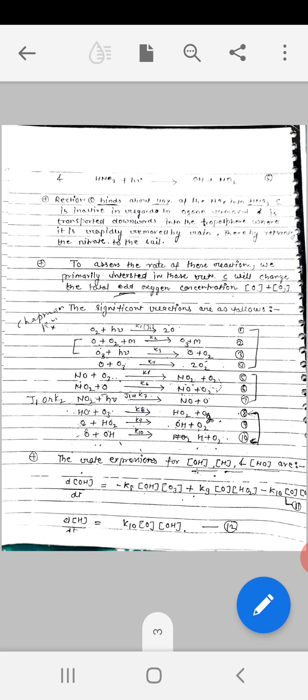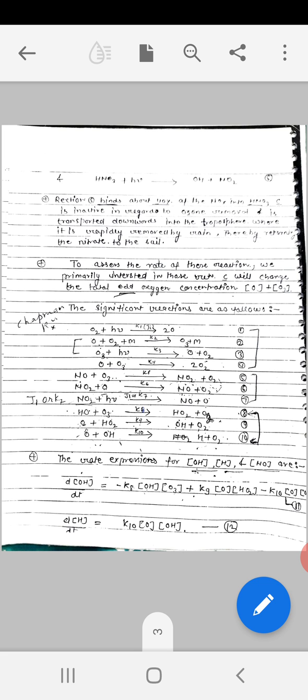Oxygen atom reacts with HO2, not water, HO2, with rate constant K9 to form OH plus O2. This is reaction number 9. Then oxygen reacts with OH with rate constant K10, converted into H and O2. These 8, 9, 10 are reactions for OH ions. The first 3 are for ozone and oxygen, and 5, 6, 7 are for NO or NO2. These reactions are known as Chapman's reactions.